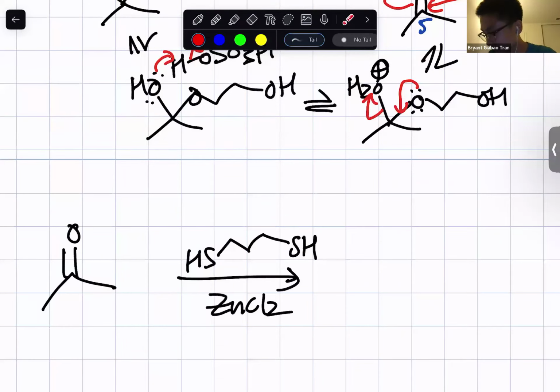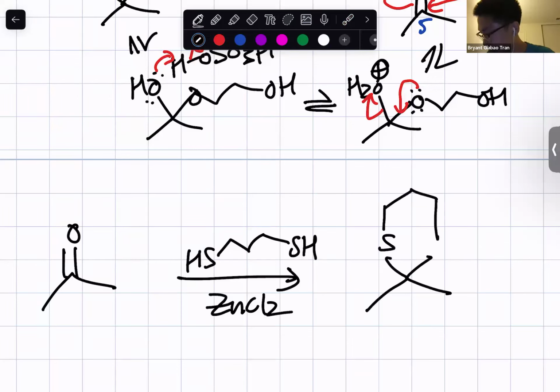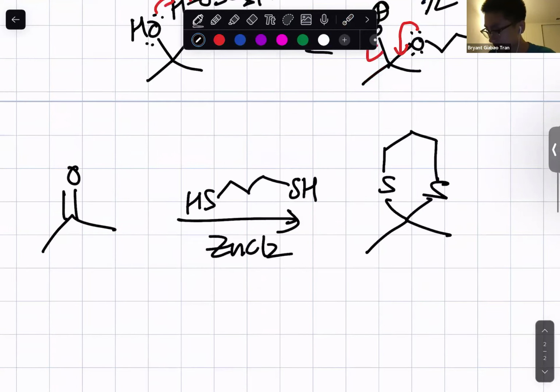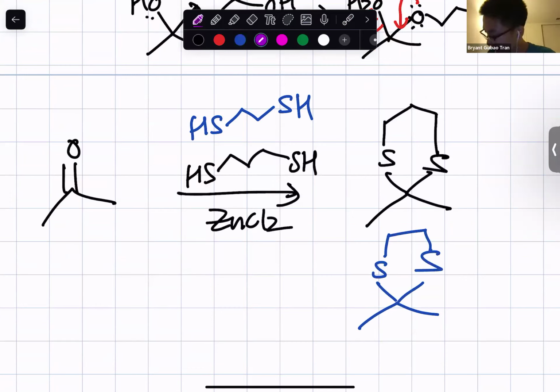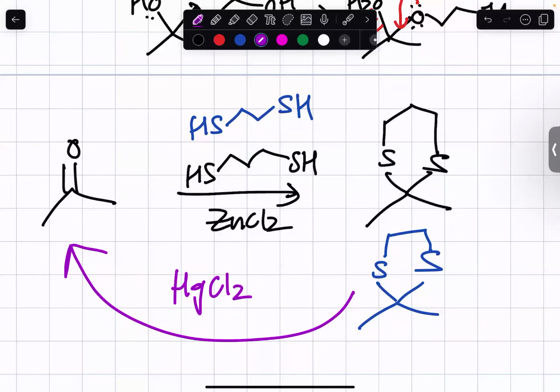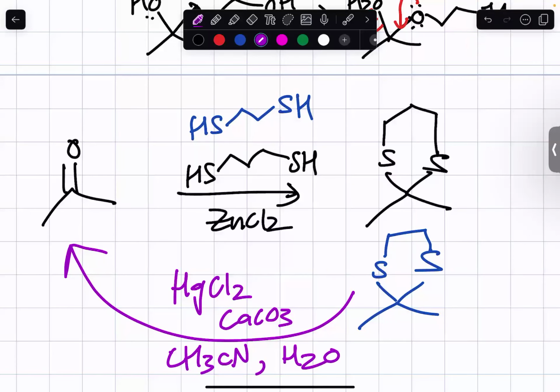Usually it's given as an extra CH2 bond, like this. We have 3 CH2s here, CH2, CH2, CH2. But you could also do it with 2 CH2s only like this, which would give you this instead. Where to go backwards, these are the reagents you need to use: HgCl2, CaCO3, CH3CN, water. Those 4 things, chemical soup.